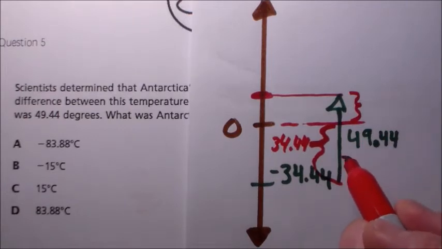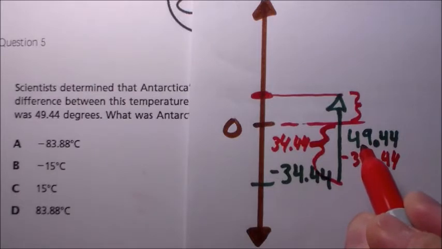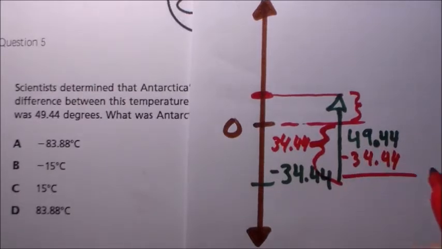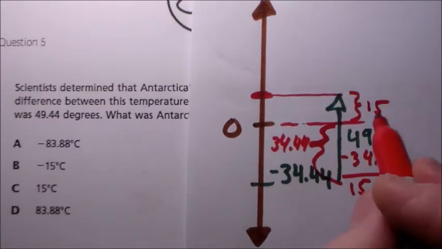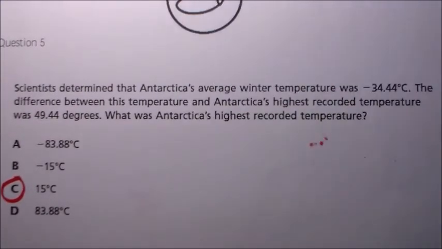So all we have to do is find the difference between 49.44 and 34.44. If you use subtraction, you'll find the difference is 15. So we know we have 15 up from zero to go to our final answer of positive 15. And we're good to go.